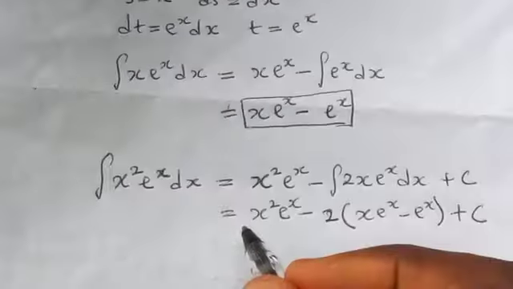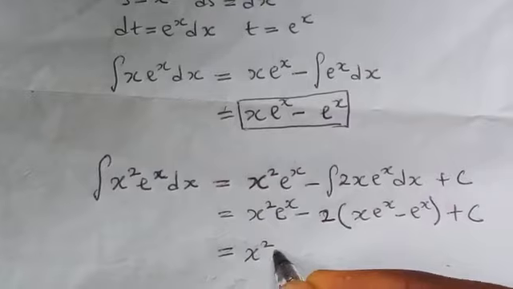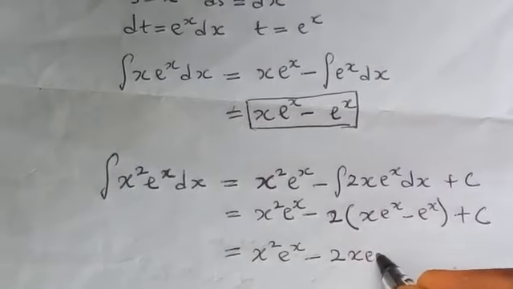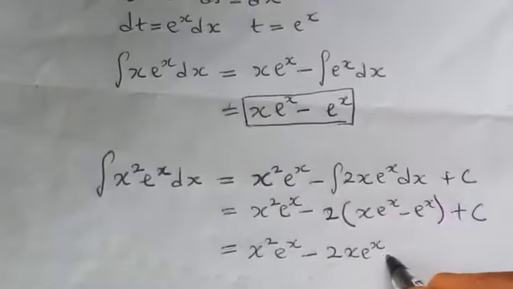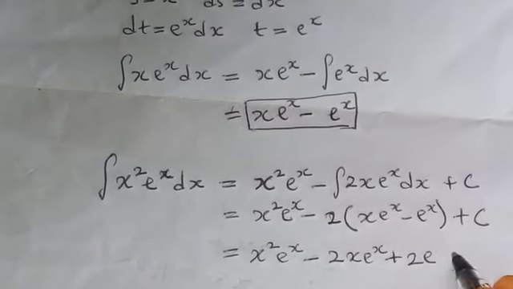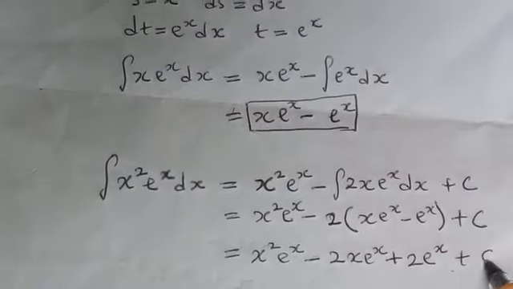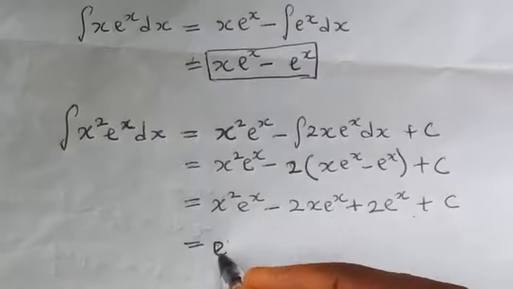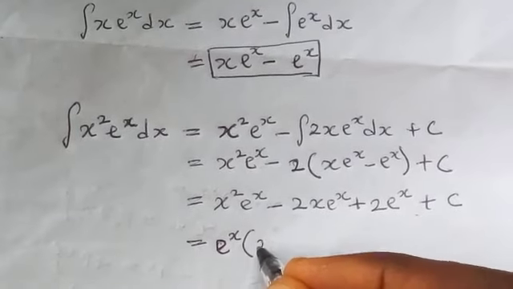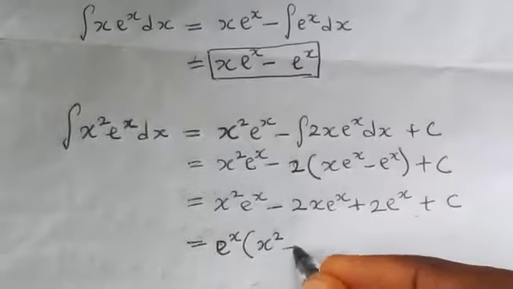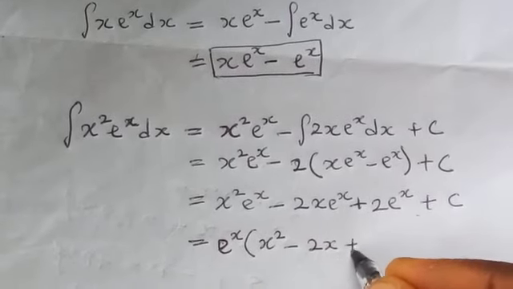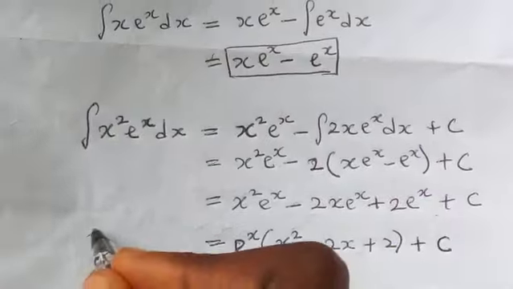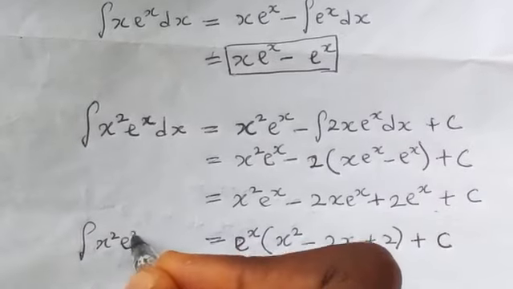plus c, and this will become x raised to power 2 e raised to power x minus 2x e raised to power x, by opening the bracket, minus times minus, that is plus 2 e raised to power x plus c. Here we can factorize out e raised to power x, so that will be e raised to power x into x raised to power 2 minus 2x plus 2, plus c. So this is the solution of integral of x raised to power 2 e raised to power x dx.